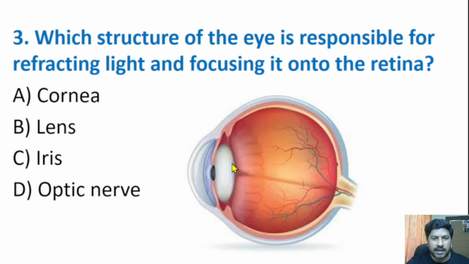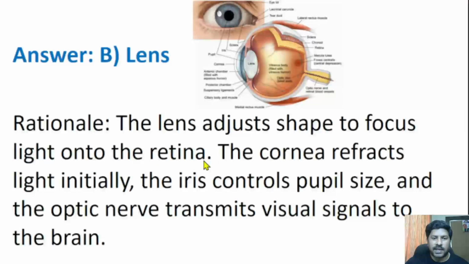Lens helps in the process of refracting light and focusing it onto the retina. It will change its size. It is oval in shape. Then the muscles, that is the upper and lower side muscles, will pull, and at that time this oval curvature will be reduced. Sometimes it will relax, and at that time the curvature will be high. That is how the lens refracts light and focuses it onto the backside of the retina. The lens adjusts shape to focus light onto the retina.